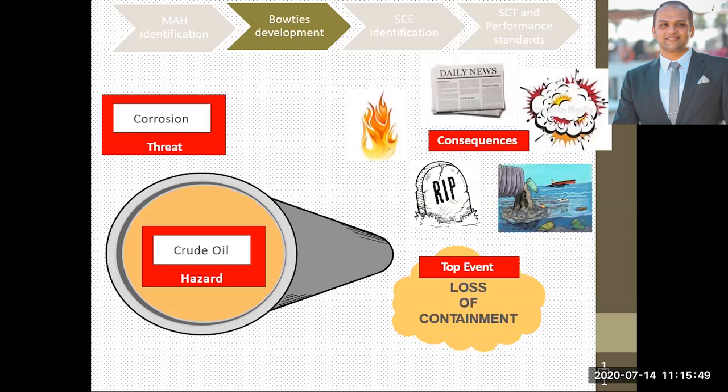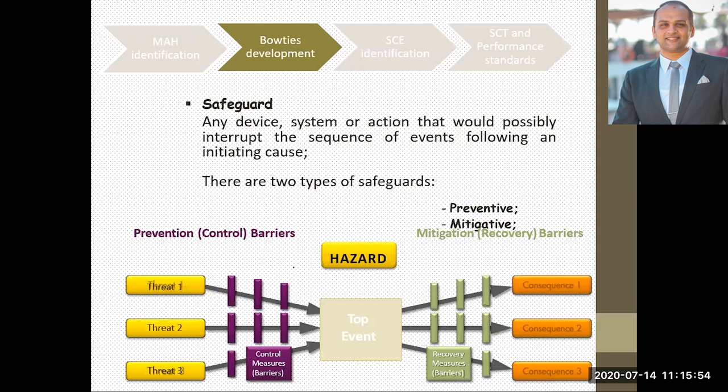And then let's go to the safeguards or barriers. In terminologies of bow tie, we use barriers, but we can mention it as a safeguard or even layers of protection. A safeguard is any device, system, or action that could possibly interrupt the sequence of events following an initiating cause. It's simply whatever action or barrier can prohibit going from the threat to the top event, or from the top event to the consequence.